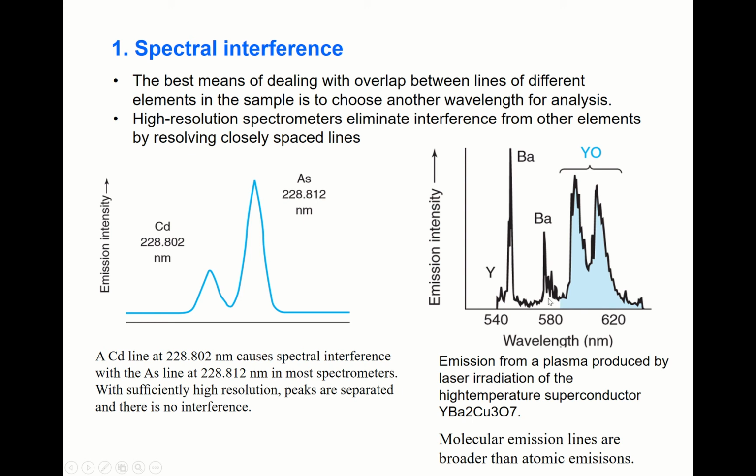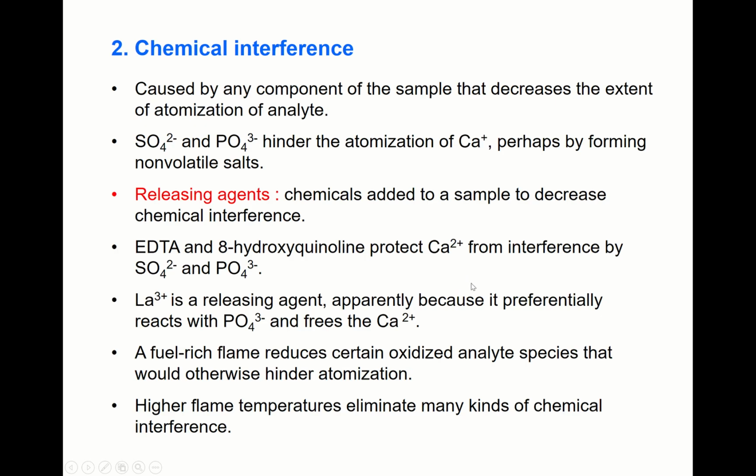Okay, this barium peak and the peaks from YO molecular species overlap here. Another interference is chemical interference. It is caused by any component of the sample that decreases the extent of atomization of the analyte.